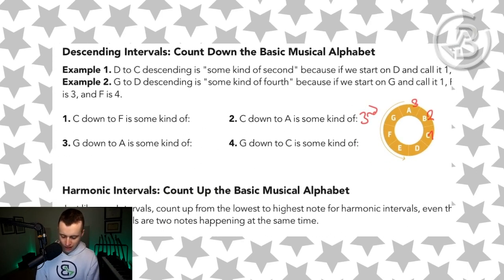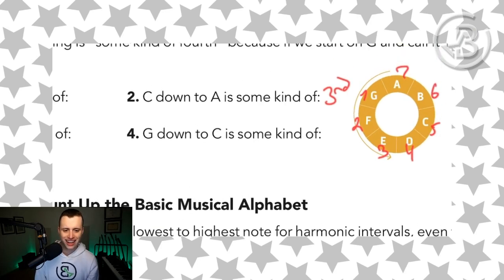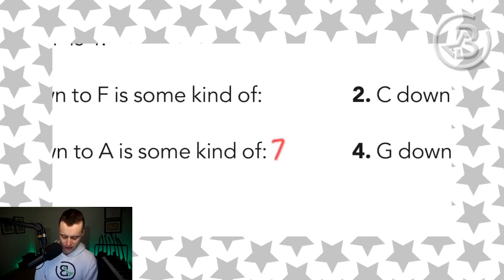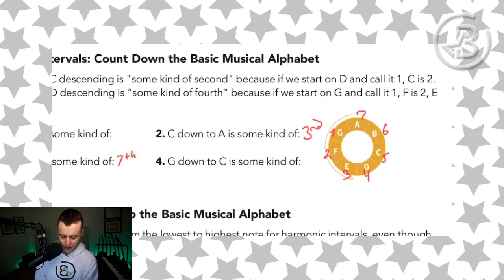G down to A. Let's calculate that one out. We're doing number 3 now. So that's going to be G, F, E, D, C, B. Whoa! A, that gets us to 7. So G to A is some kind of descending seventh. And G down to C. Let's calculate that out. So we're going to start on G and we're going to count backwards.